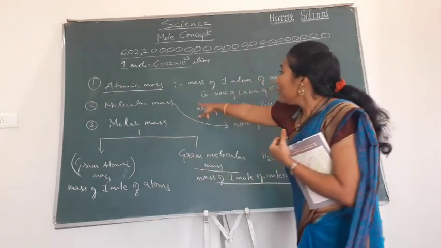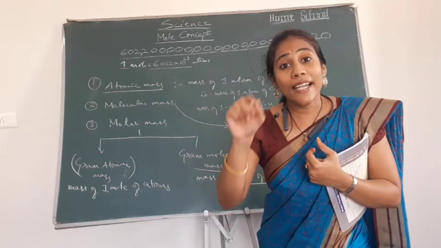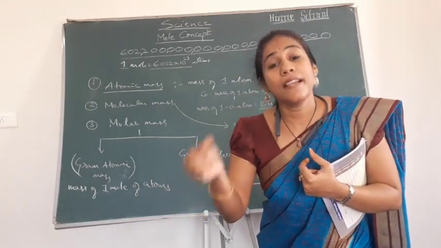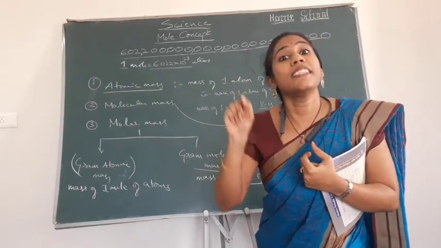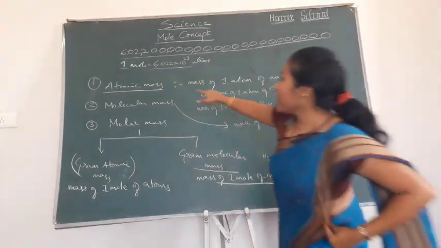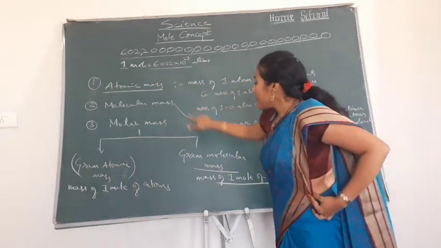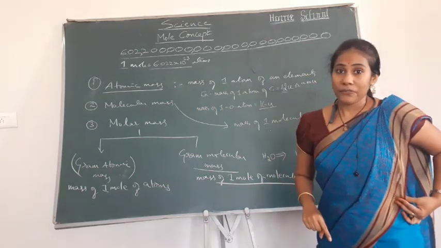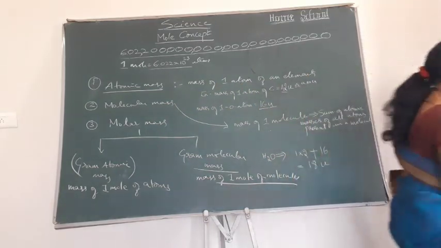And similarly, molecular mass means what? Mass of just one molecule. And what is gram molecular mass? Mass of 6.022 into 10 to the power of 23 molecules. Clear? So you have lots of difference between atomic mass and gram atomic mass, and molecular mass and gram molecular mass. Clear everybody? And now if I ask you a question.